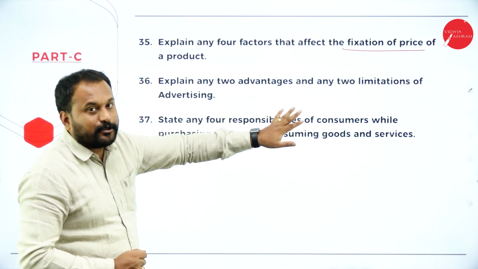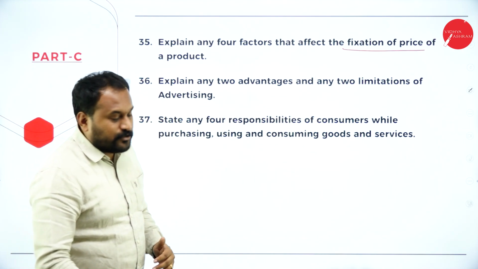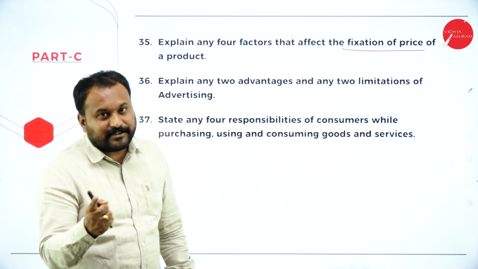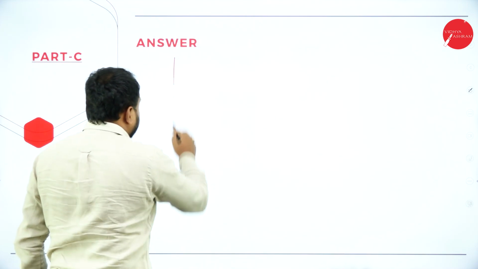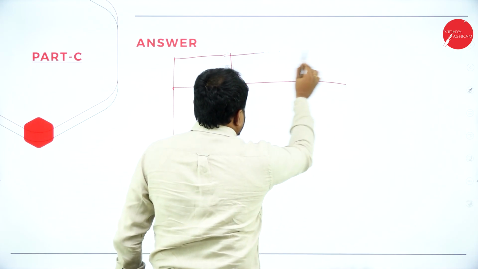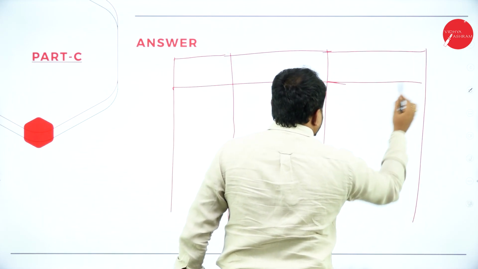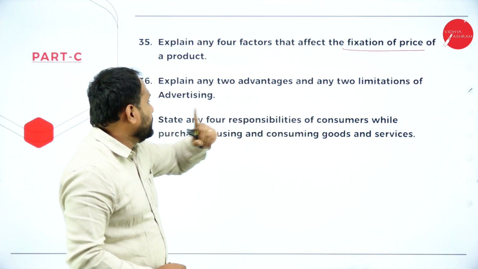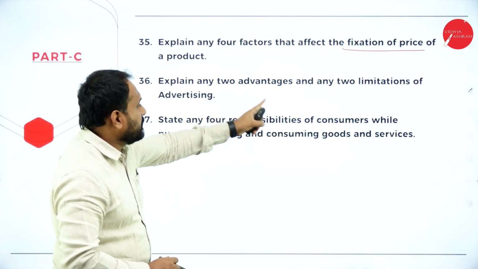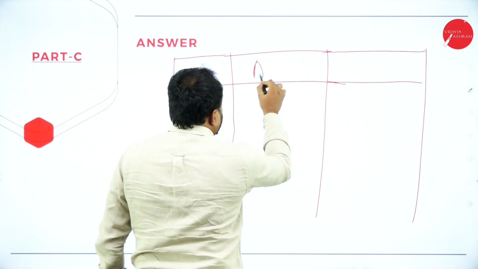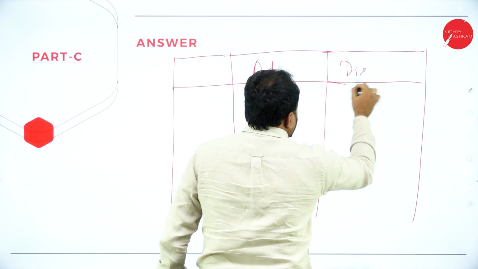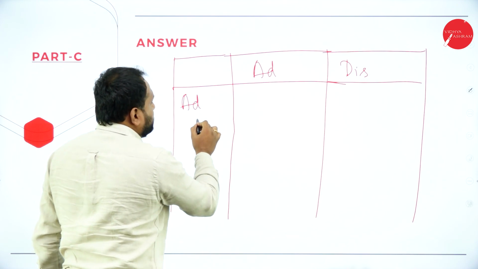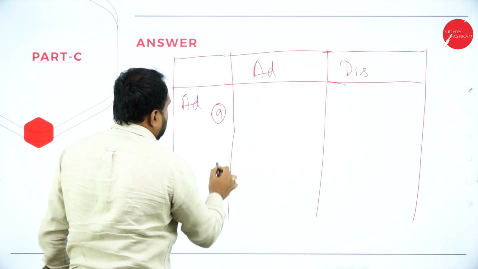Explain any 2 advantages and 2 limitations of advertising. So for this question, you should write the same way you have written the delegation and decentralization basis. So here what you should do is, you need to draw one difference table. Go back here, explain any 2 advantages and 2 limitations of advertising. So here what you are supposed to do is, you can write here advantage, here you can write disadvantage. So here, what exactly is it? Advantages of advertisement. Two things you write, A, B.